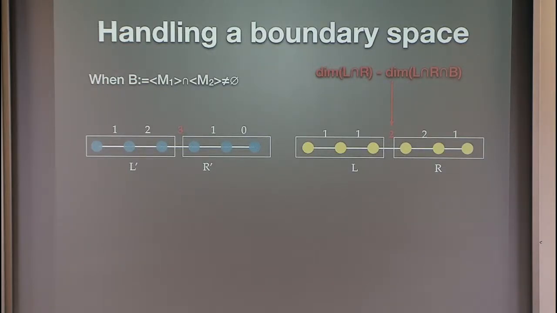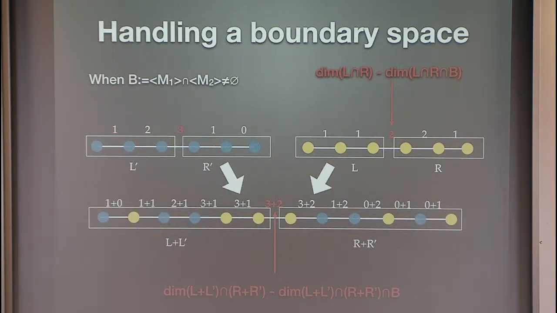And to handle the boundary space, let B be the intersection of the span of M1 and the span of M2. Then instead of remembering the dimension of the intersection of this span and this span, remember the dimension of L intersection R minus the dimension of L intersection R which appears in B. So we remember the dimension sequence which is outside of B. Then you can prove that it works exactly as we want.